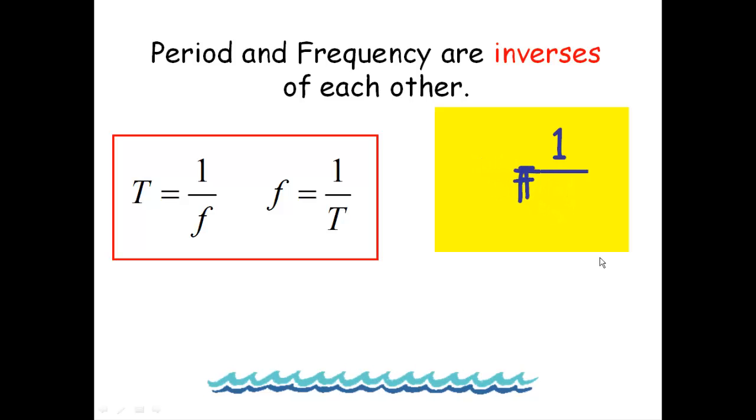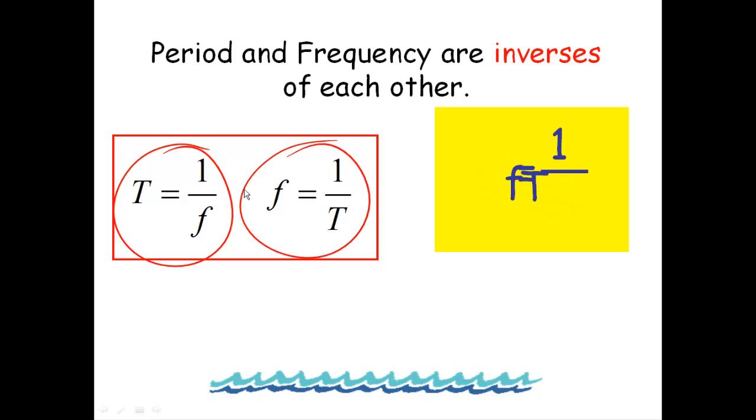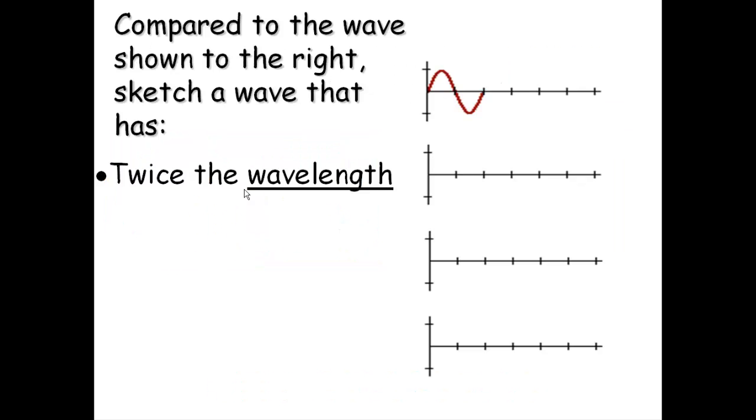These two variables are inverses of each other. Period is 1 over the frequency, and if you solve that for frequency, frequency is 1 over the period. So as one increases, the other decreases. Pause the video, see if you can answer these questions as they go.